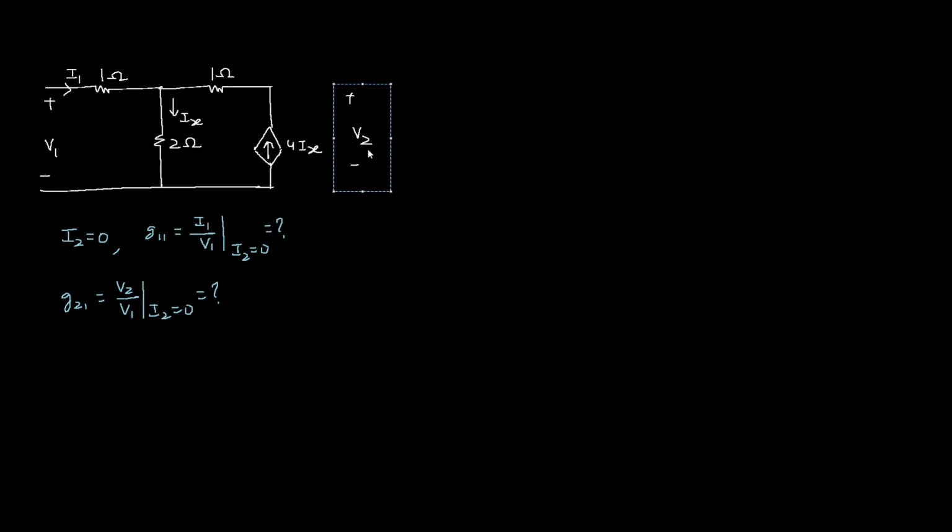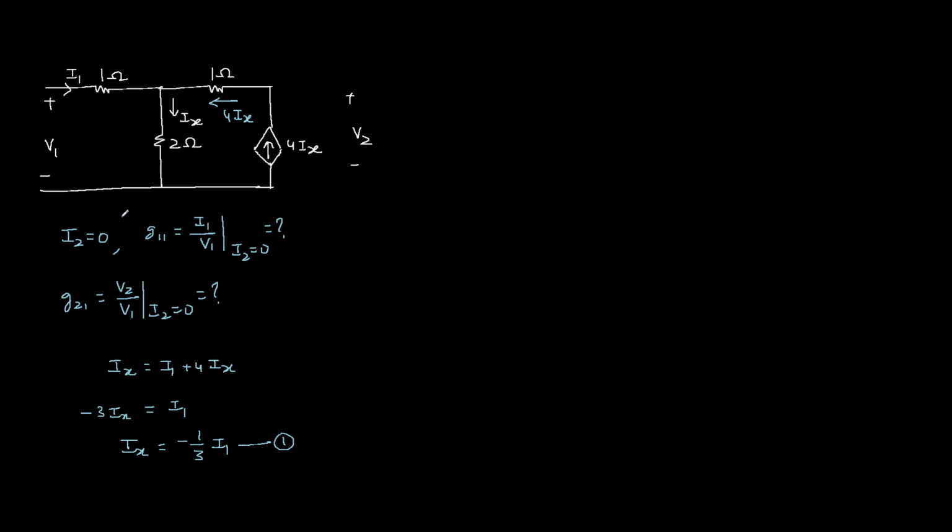This is the voltage across 4Ix, so the current here is also 4Ix. It means this Ix is now I1 plus 4Ix, or Ix minus 4Ix, which is minus 3Ix, equal to I1. Or I can write Ix as minus 1 over 3 I1. Now we have to write the ratio of I1 to V1.